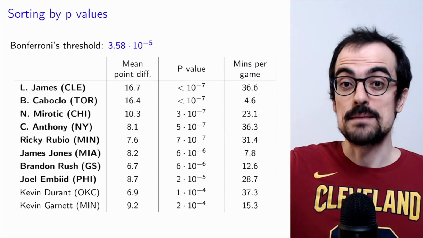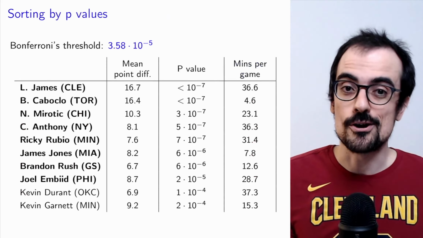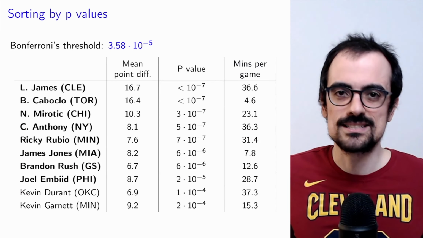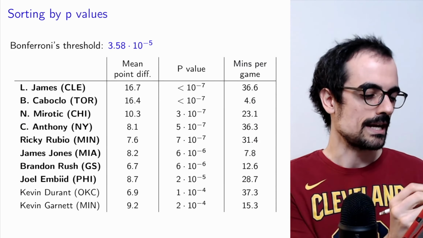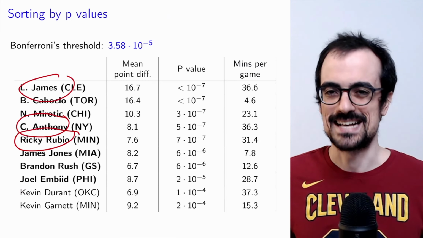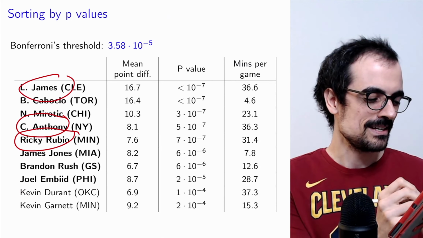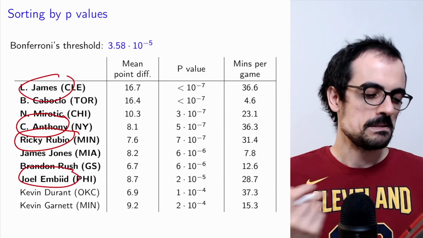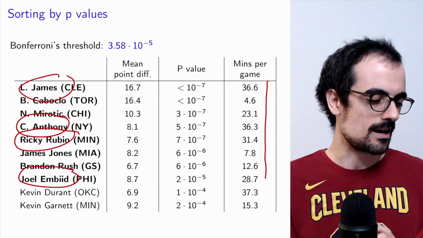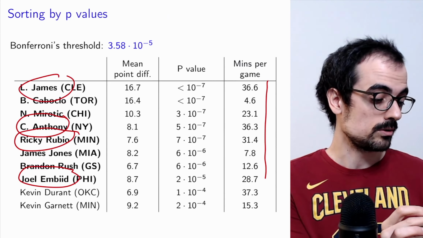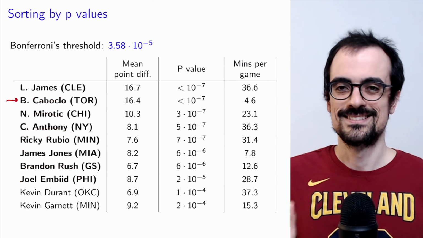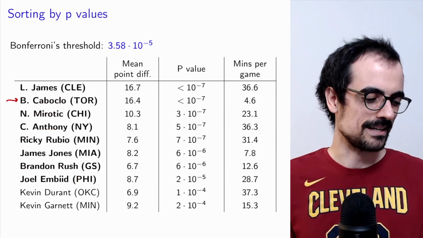Now we're going to sort by p-values, and here we're going to see the power of the p-values. If we sort by p-values, then suddenly the list makes much more sense. We have LeBron James, we have Carmelo Anthony, we have Ricky Rubio. Happy to see another Spanish player here. We have Joel Embiid. The list starts making a lot of sense. You can see that their minutes per game are very high. We're going to talk about Bruno Caboclo later, as I promised, so just bear with me.